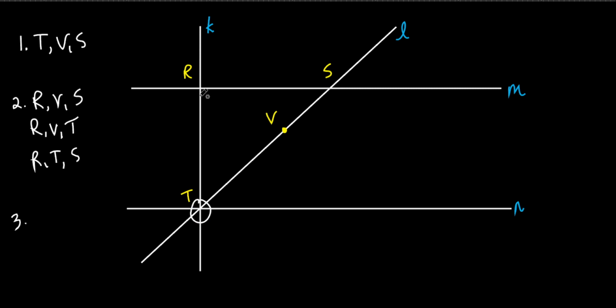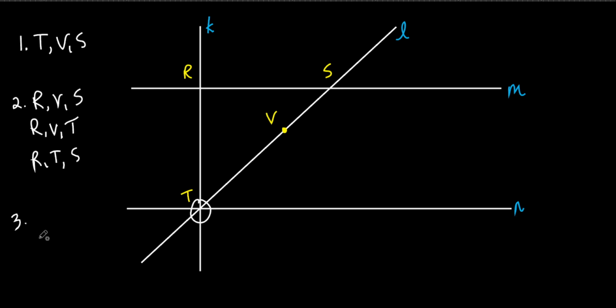Are there any other places? There's only 2 other places where there's intersections, right? Right here and here. But only 2 lines intersect here. Where's the only place where 3 lines intersect? Down here at T. And what are those lines? It's line K, and then what? Line L, and then line N.